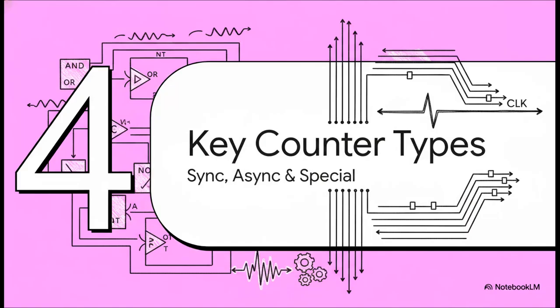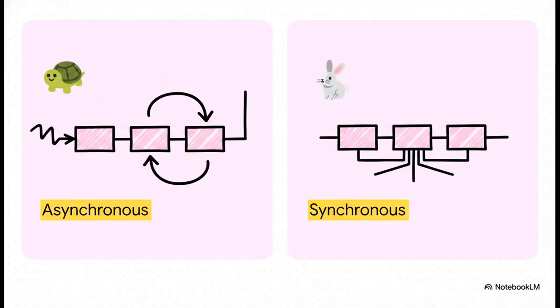Next up is Section 4, Key Types of Counters, Synchronous, Asynchronous, and Special Architectures. Pay close attention here, because this comparison is an incredibly common 5-mark question. In asynchronous or ripple counters, only the very first flip-flop actually gets the external clock pulse. The flip-flops after that, they're triggered by the output of the previous one.